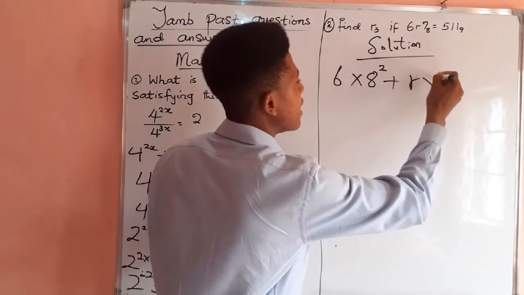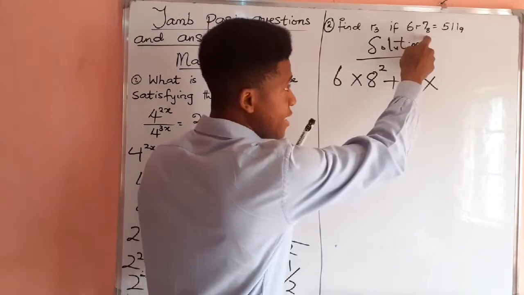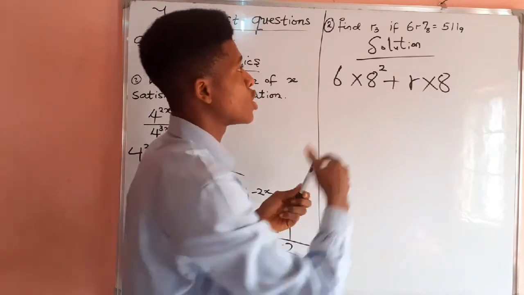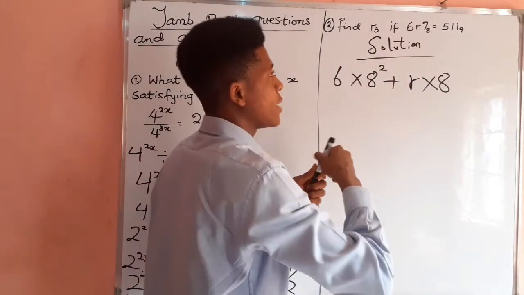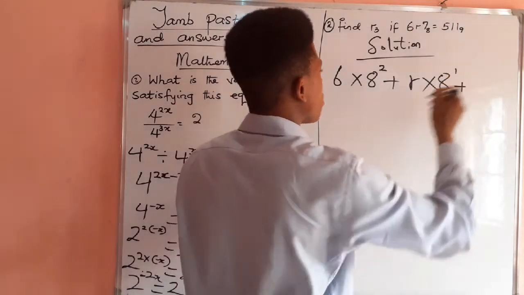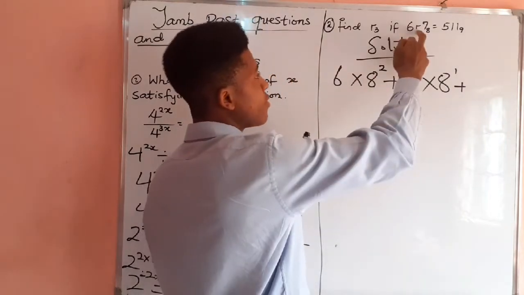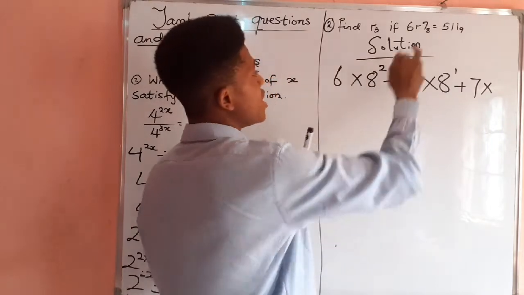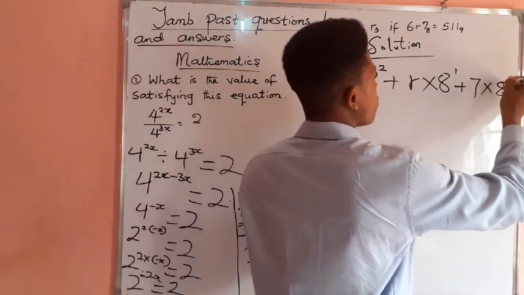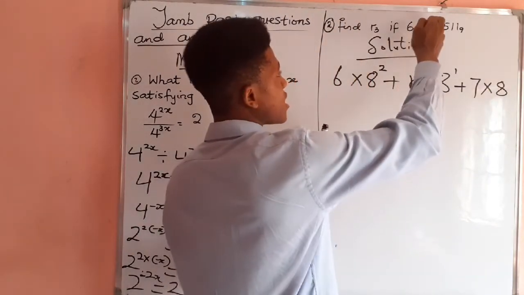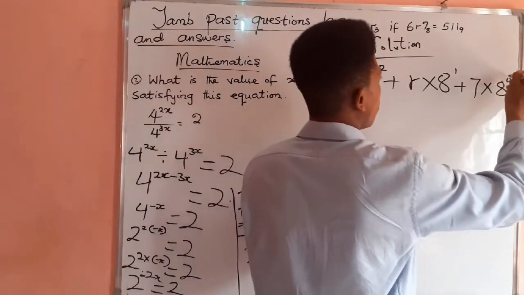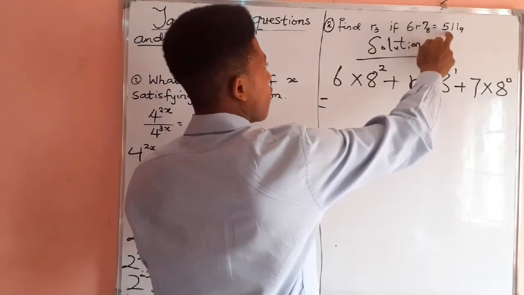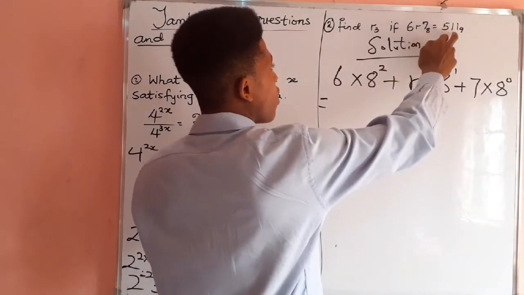plus r times our base, which is 8 raised to power what? What is left? 1 plus, what's the next number? 7. So put 7 times our base, which is 8 raised to power what? What comes next after 7? Nothing, so it's 0. Which is equals to what? 5. 5 1 is 9.